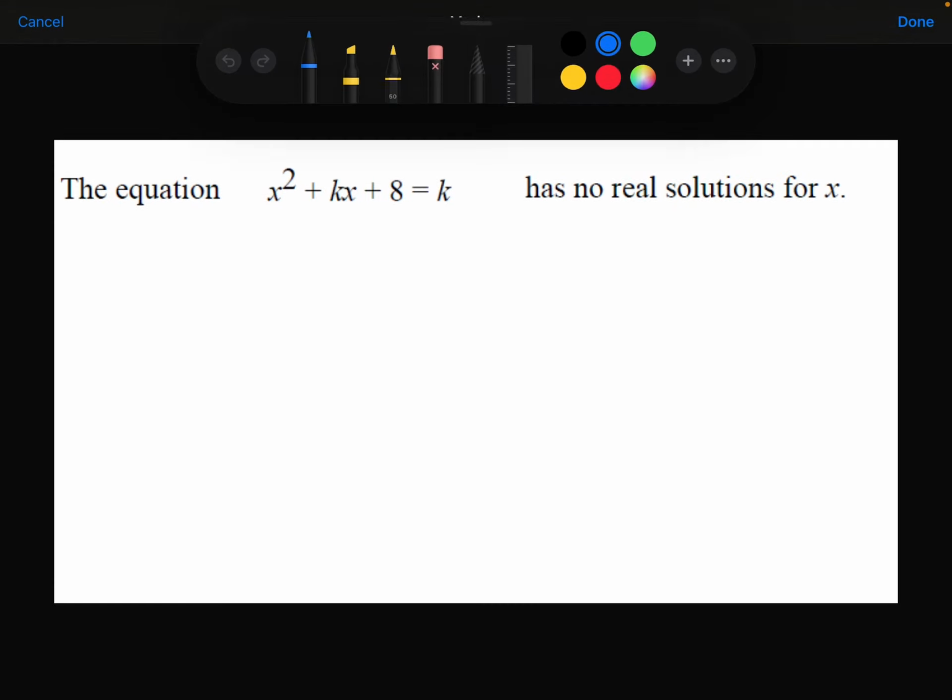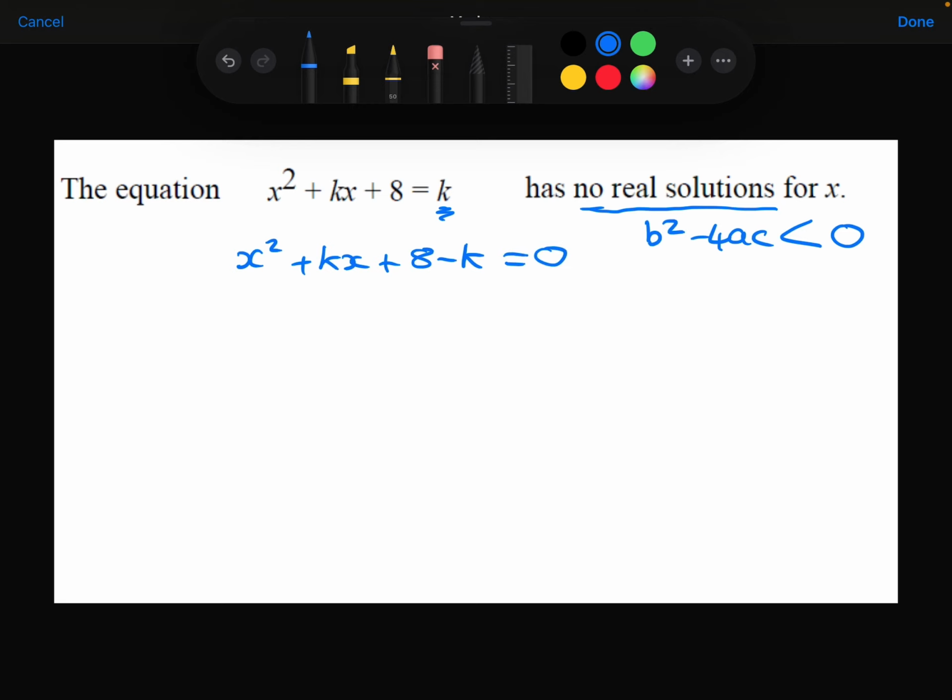Next, we're told that the equation x squared plus kx plus 8 is equal to k has no real solutions. So that sentence there, no real solutions, is telling me that the discriminant, the b squared minus 4ac, has to be negative. Now, in order for me to use the quadratic formula, this has to equal 0. Remember, to use the quadratic formula, your quadratic equation has to equal 0. So the first thing I'm going to do is subtract that k from both sides.